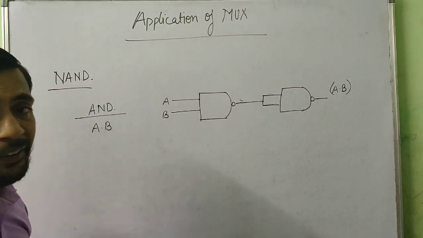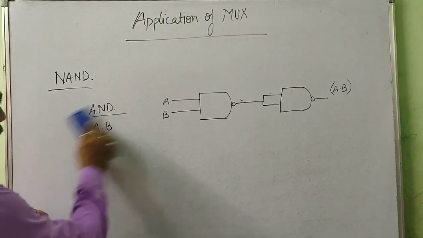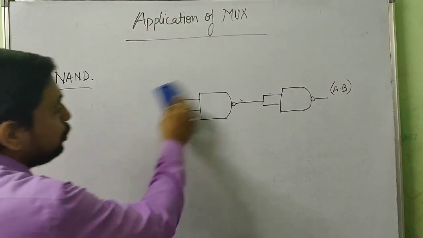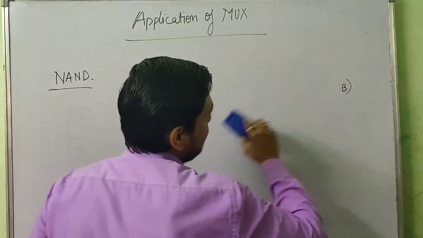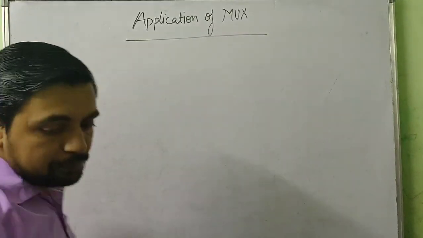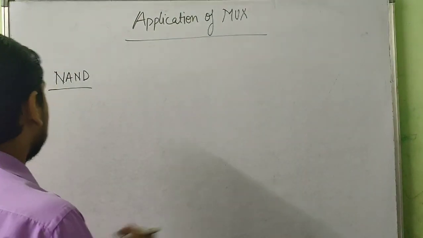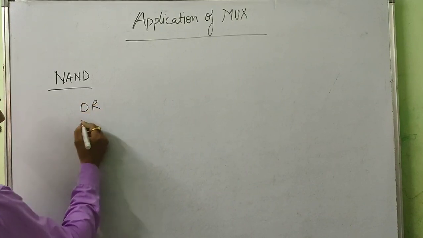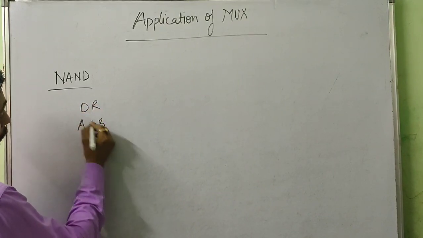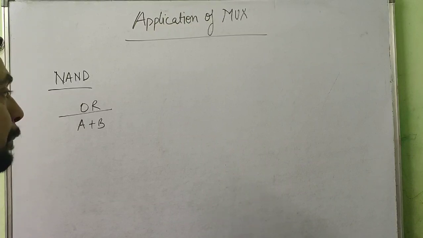The last elementary gate is an OR gate, and this time we are going to create an OR gate using NAND gates itself. So you know the output of OR: if A and B are variables, the output of it will be A plus B.